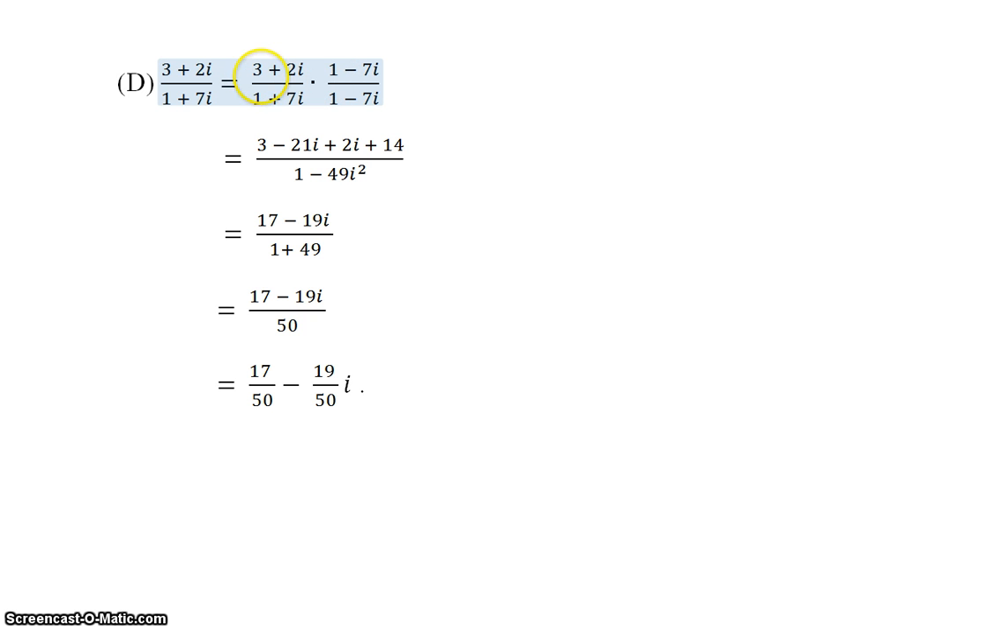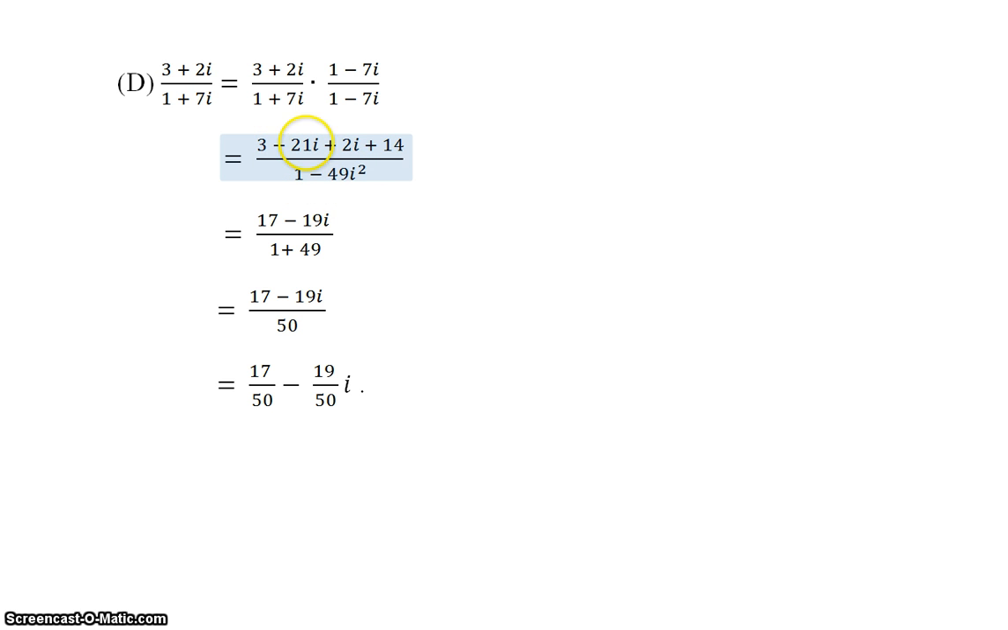3 times 1, it means first times first. 3 times minus 7i is minus 21i, it is first times second. Then second times first, 2i times 1 is 2i, and second times second would be plus 14, because i squared gives minus 1. In the denominator, we have a difference of squares. It would be 1 squared, which is 1, minus the square of 7i, it would be 49i squared.